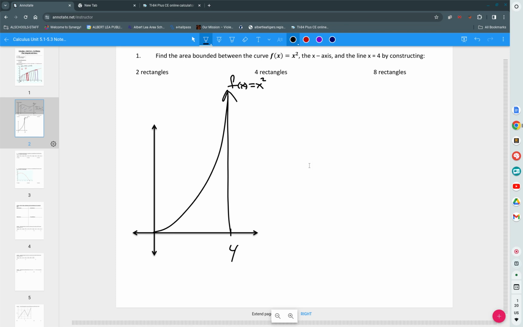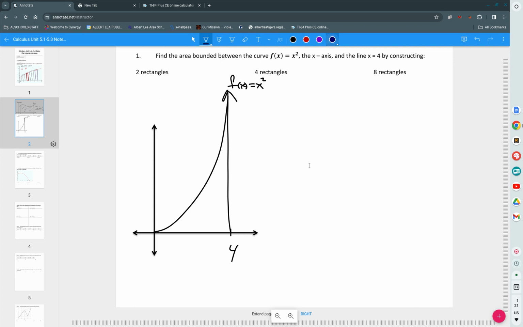You're fine. Okay. We want to estimate this area here. And everything today and on Monday is going to be by making right rectangles. We're only going to focus on right-handed sums at this time. So all of your rectangles will be drawn to the right side.